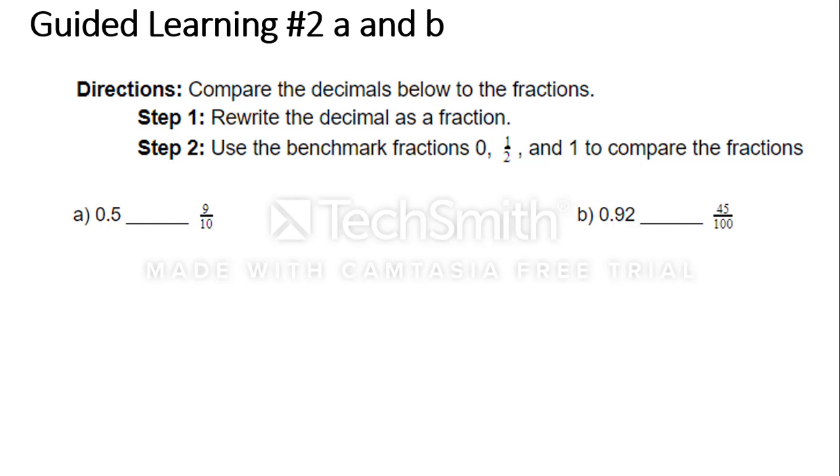Not guided learning D, guided learning part 2. Let's see, we're going to do A and B at the same time. The directions say to compare the decimals below to the fractions. It tells us to do 2 steps. First step is to rewrite the decimal as a fraction, and the second step is to use those benchmark fractions, which are 0, 1/2, and 1, to compare the fractions.